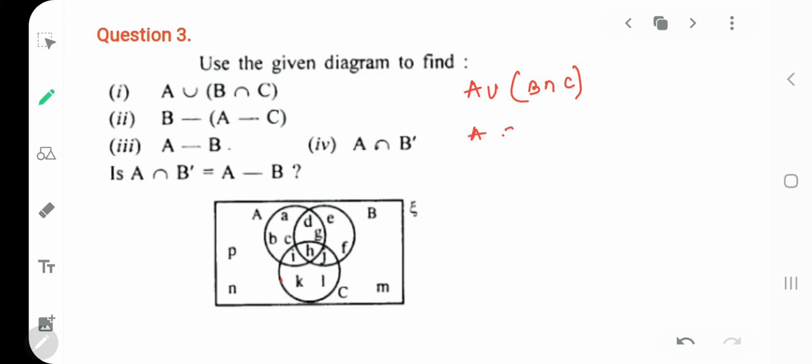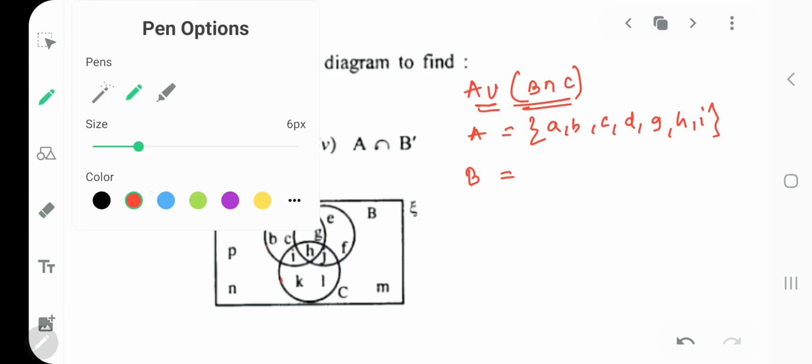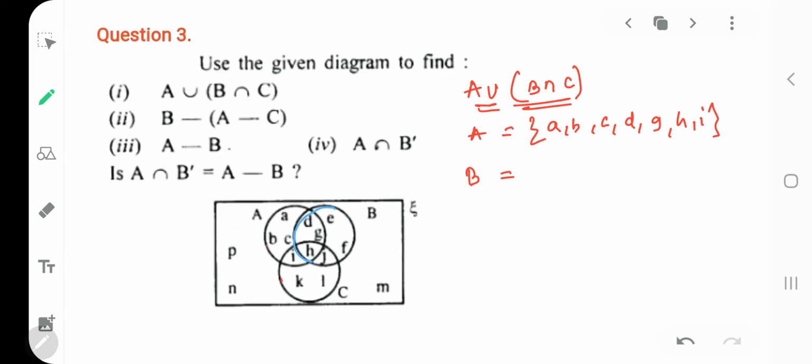What is A? A consists of all the elements which you can see in this circle. That is A, B, C, D, G, H, I. Am I correct with this? Then you have to make its union with B intersection C. First B, what is B now? B, just B, look at B. Shall I change the pen so that you can make it out? I'm talking about B now. So this is your B. And B consists of D, E, G, H, J, F. Am I correct with this?